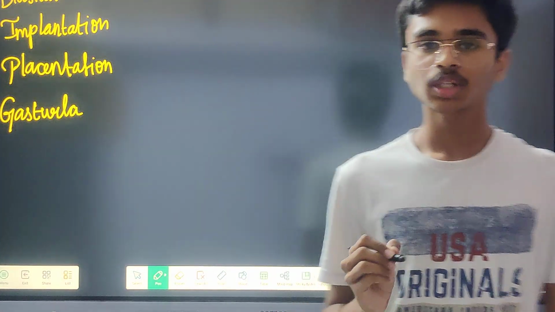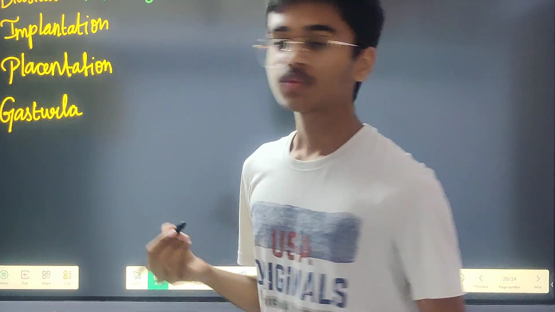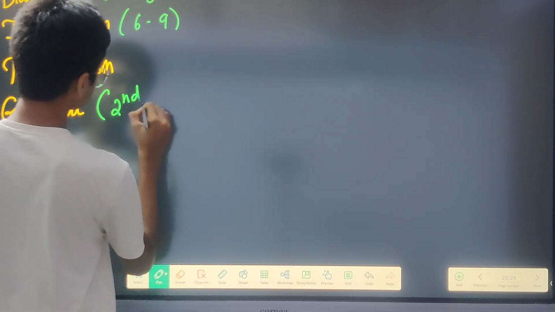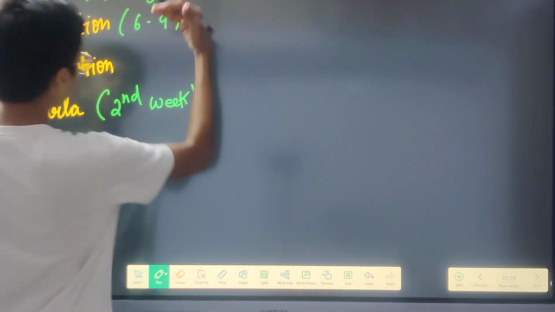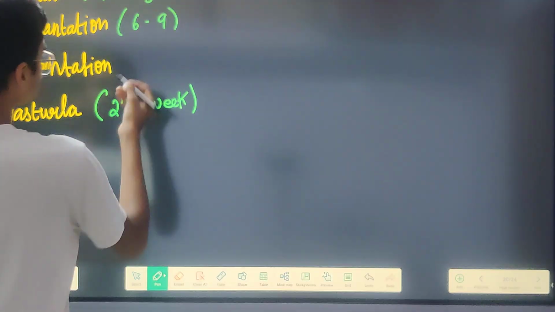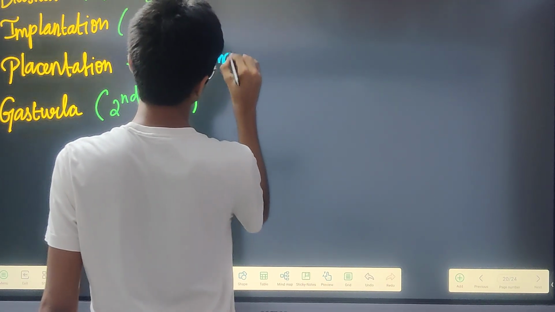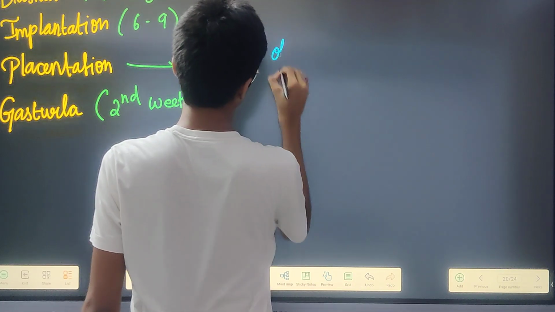You check here. So the blastula will be formed on the 4th to 5th day. Then placentation and implantation will be on the 6th to 9th day. Then gastrula will happen in the 2nd week. In between this time, placentation will be happening, where the placenta is being formed.